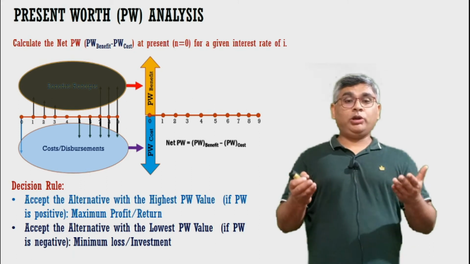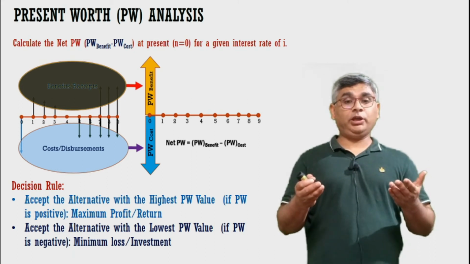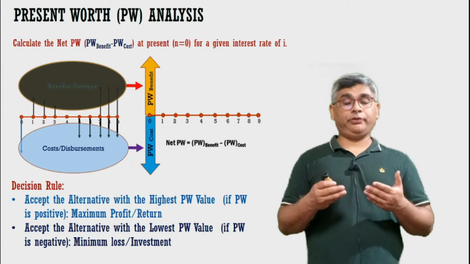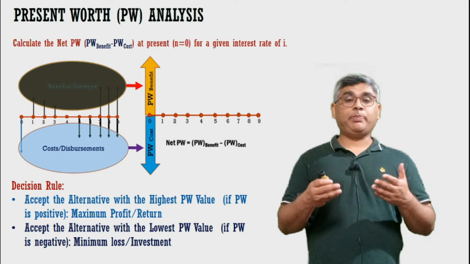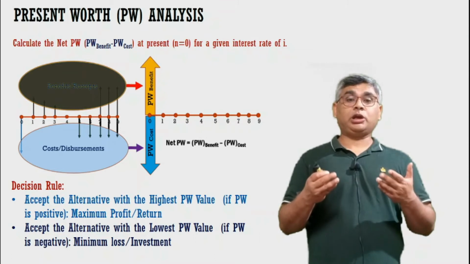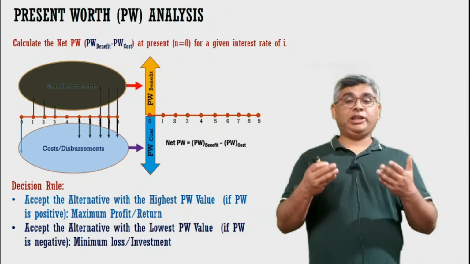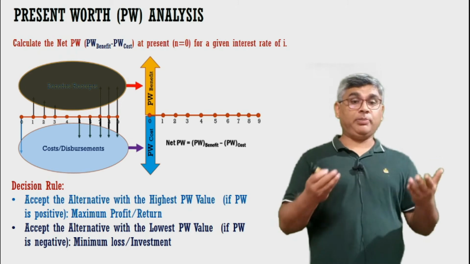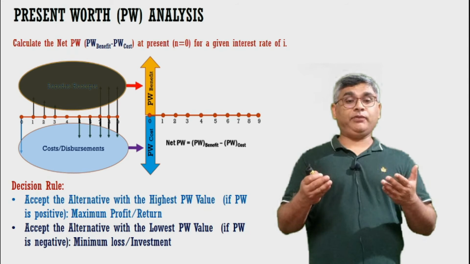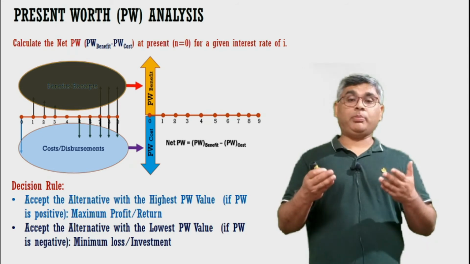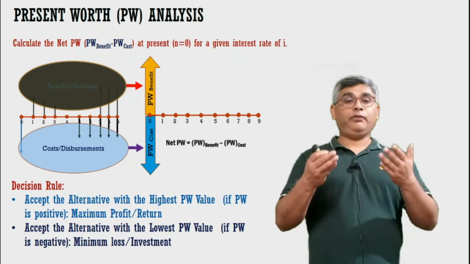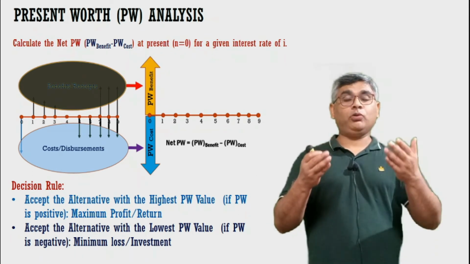So we accept the alternative with the highest present worth value if the net PW comes out to be positive, that is the maximum profit or the maximum return. Similarly, if the net present worth comes out to be negative, it means that the expenditure is higher than the income. In that case, we select the one which has a minimum loss or a minimum amount of investment. So this is the decision rule which we apply when carrying out the present worth analysis.